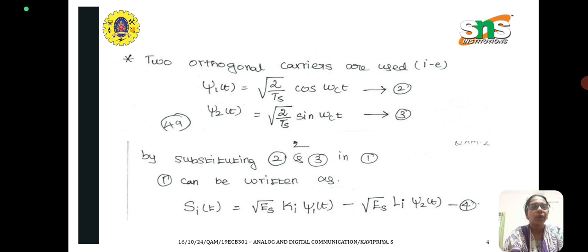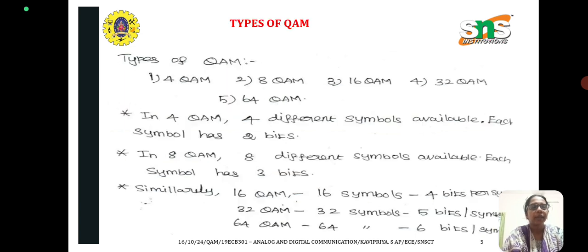Psi1(t) is equal to square root of 2/Ts cos(omega ct) and psi2(t) is equal to square root of 2/Ts sin(omega ct). We name these equations 2 and 3 and substitute them in equation 1. After substituting, we get Si(t) is equal to square root of Es Ki psi1(t) minus square root of Es Li psi2(t).